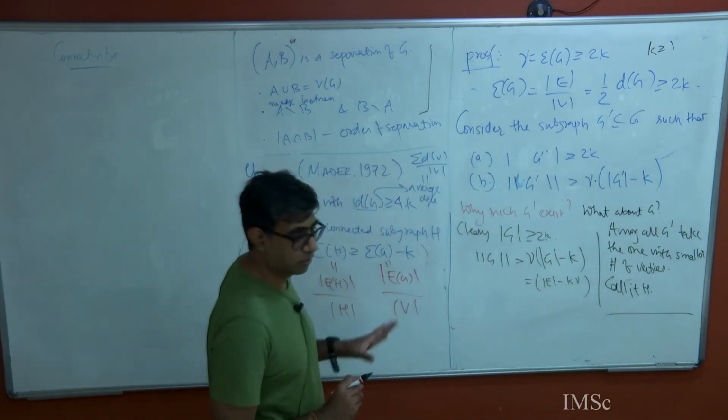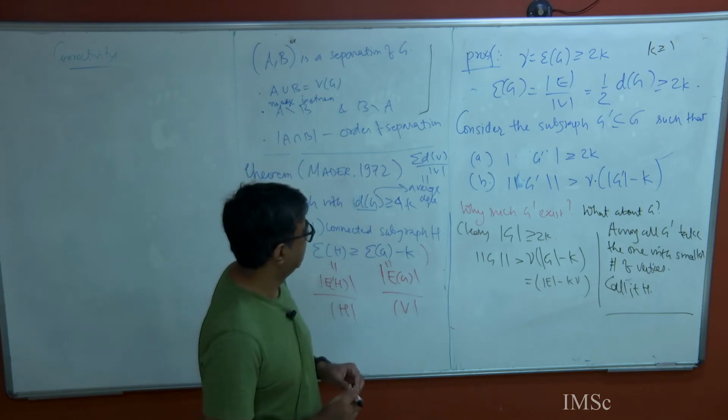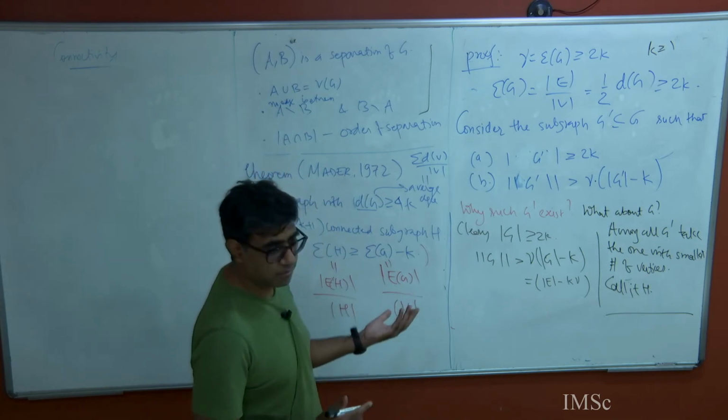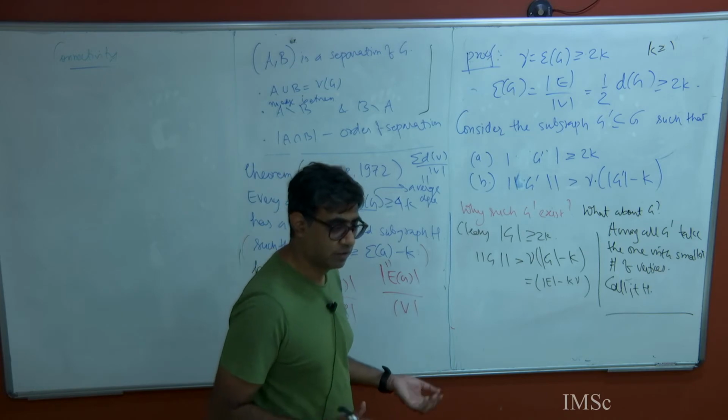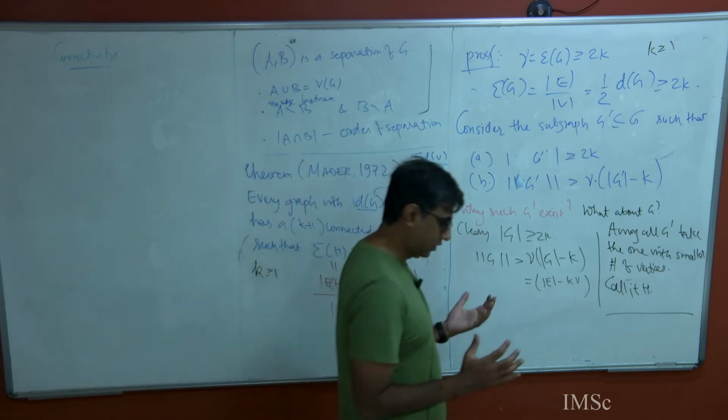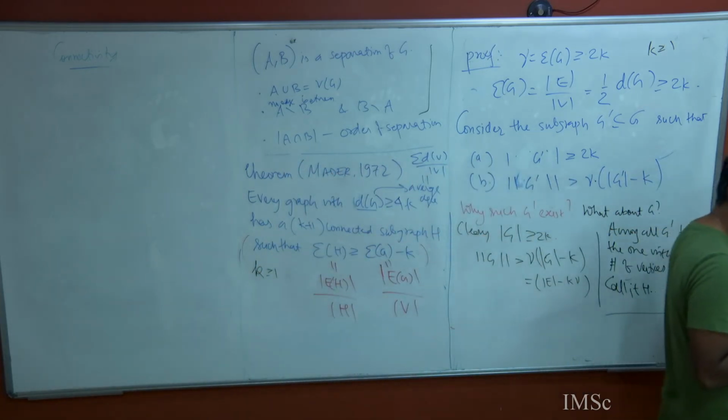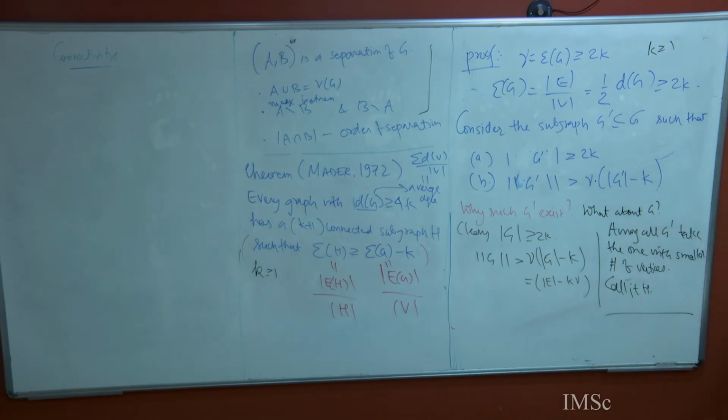Okay, do you understand the point? So now we know that G prime exists, and now why H? Look at this. The point is, the smaller something is and the more edges it has, the more compact it is, and the harder it is to break up. I mean, there's an intuition.